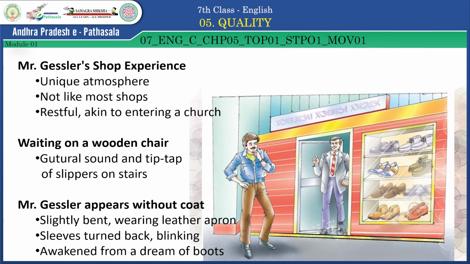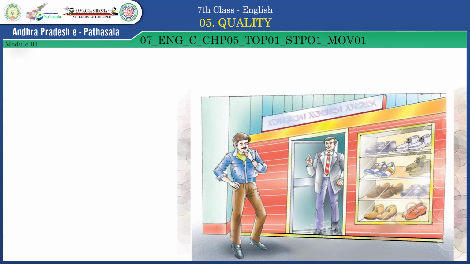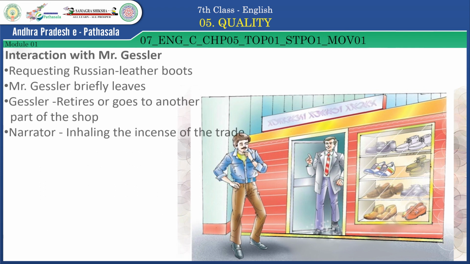Mr. Jessler would then appear before the narrator without a coat and slightly bent, wearing a leather apron with sleeves turned back. The narrator would greet Mr. Jessler and make a request for a pair of Russian leather boots. Without speaking, Mr. Jessler would leave briefly, either returning to where he came from or going to another part of the shop. The narrator would continue to wait in the chair, inhaling the scent of the trade.